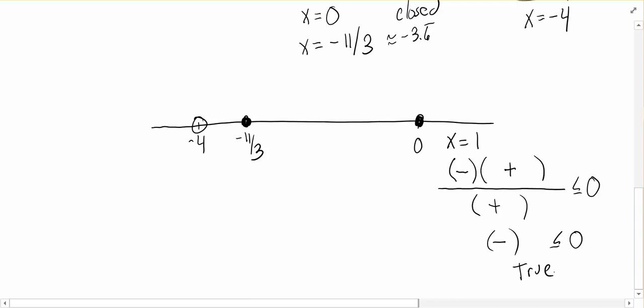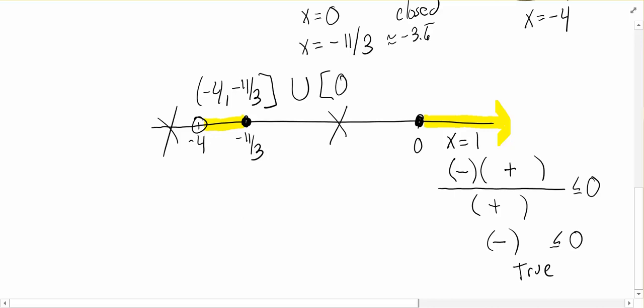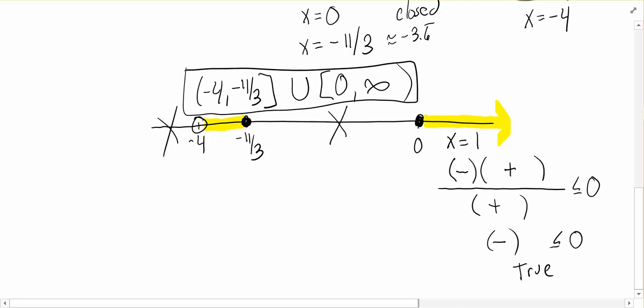Negative numbers are smaller than 0, and therefore I should shade it. I'm going to alternate, so I'm not going to shade there. I am going to shade there. I'm not going to shade there. So that I have from negative 4, not included, up to negative 11 thirds included, 0 included up to infinity. And remember that your infinities are always in parentheses because they're ideas, they're not numbers.